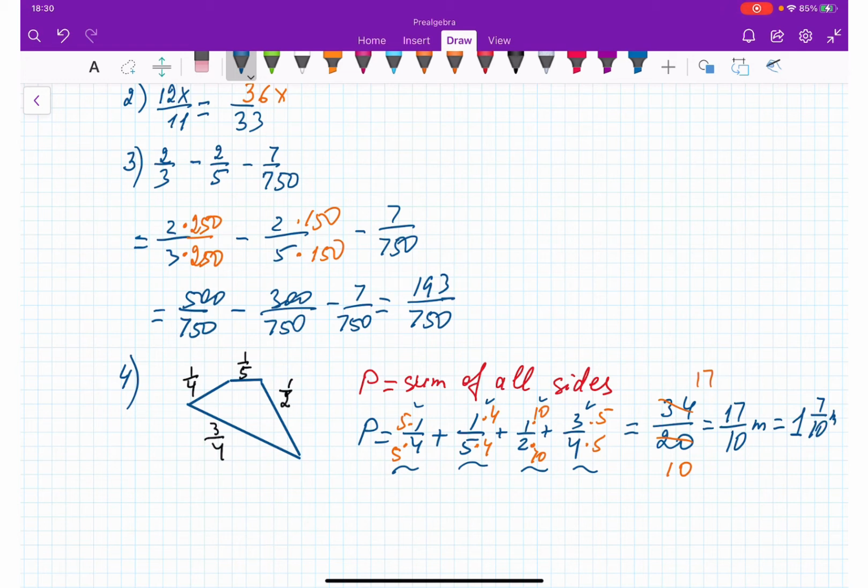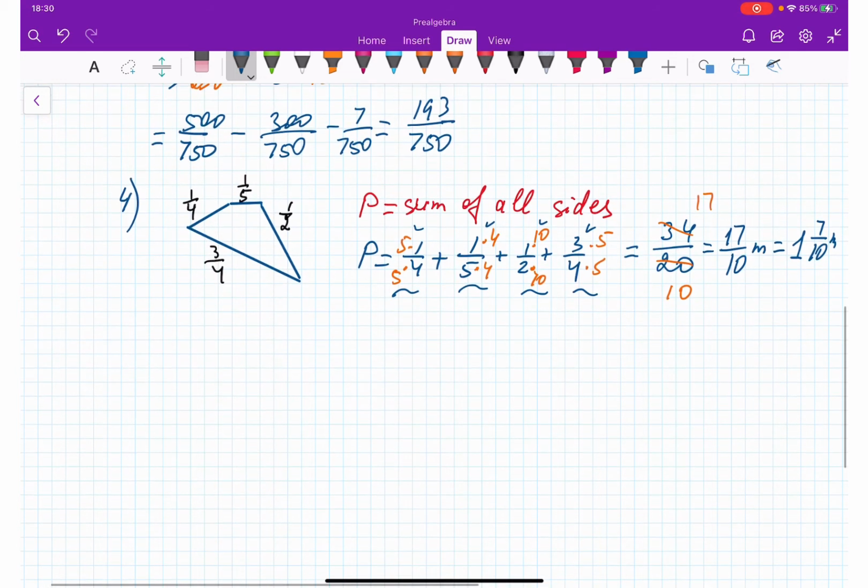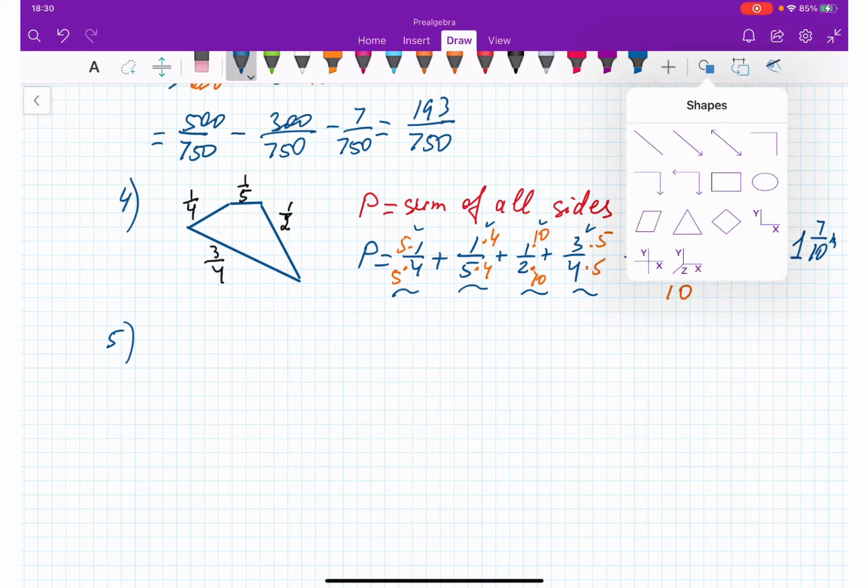Okay, question number 5. So what do we have here? We have a parallelogram. Let's see.